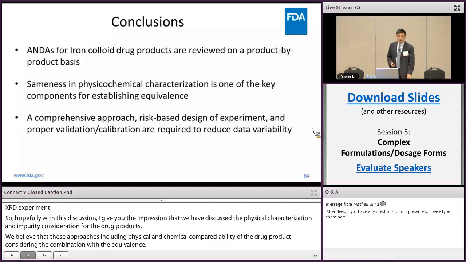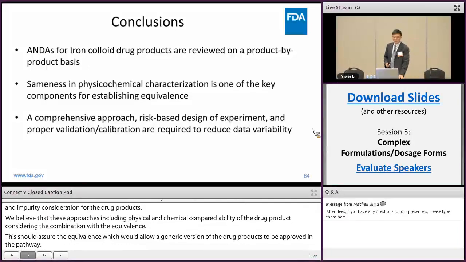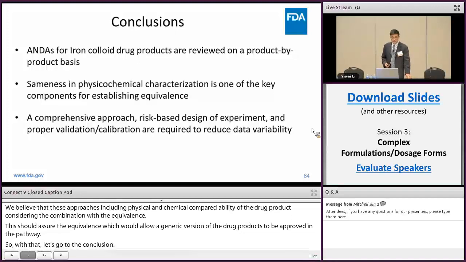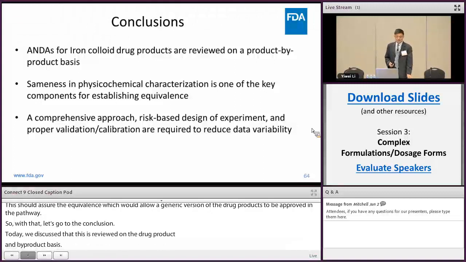So today we discussed that ANDAs for iron colloid drug products are reviewed on a product by product basis. Sameness in physicochemical characterization is one of the key components for establishing equivalence. A comprehensive approach, risk-based design of experiments, and proper validation calibration are required to reduce data variability.